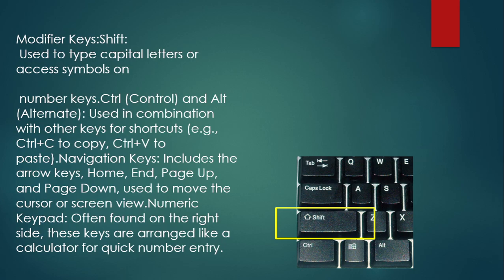Navigation keys include the arrow keys, Home, Page Up, and Page Down, used to move the cursor or screen view. Numeric keypad, often found on the right side. These keys are arranged like a calculator for quick number entry.